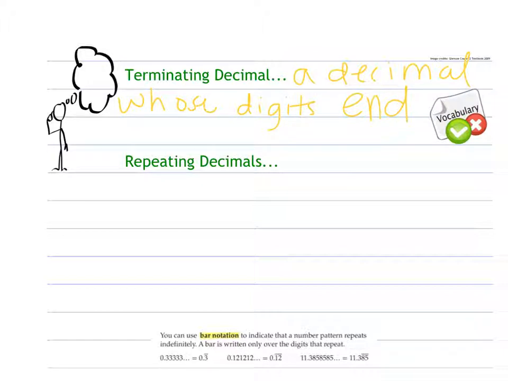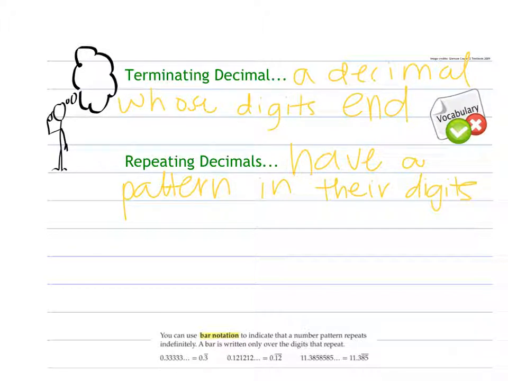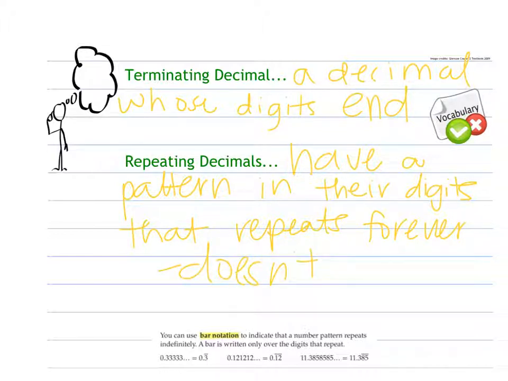Repeating decimals have a pattern in their digits that repeats forever. Okay, it doesn't end. It just keeps going forever and ever.